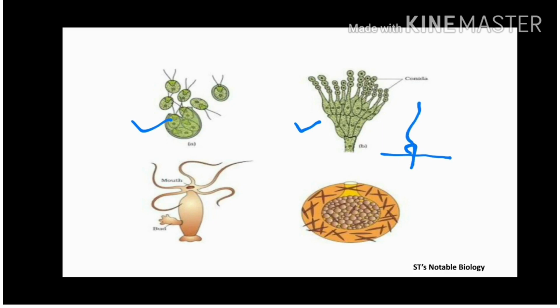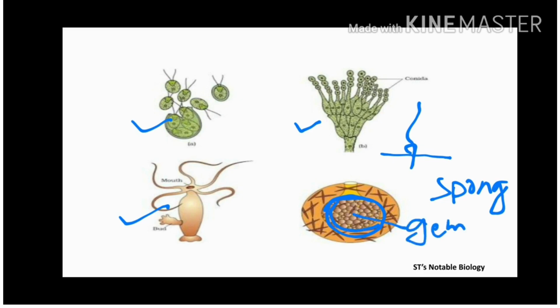We have seen this hydra. Let's talk about this sponge. In sponge, asexual reproduction occurs through gemmules. These small round pebble-like structures which are appearing in this diagram, you can call these gemmules. Through gemmules, asexual reproduction occurs in a sponge.